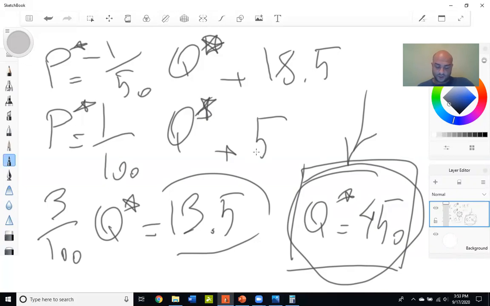Now, you can put this number in either of these two curves, here or here, and you can find the price, the new price. Now, there is a thing about the new price. The new price isn't real. There is a huge difference.